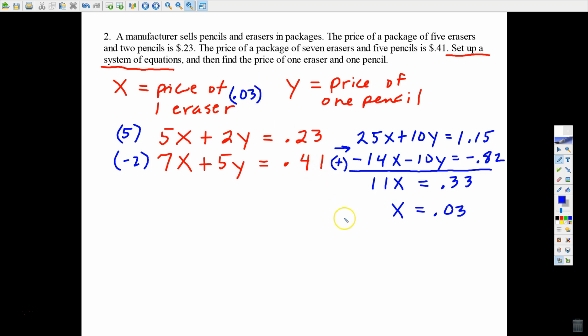This is in terms of dollars and cents. Well, now how do I find the price of a pencil? Plug it in. Does it matter where? Let's pick an equation. I'll just go with the top one. 5 times 0.03 plus 2y is equal to 0.23.